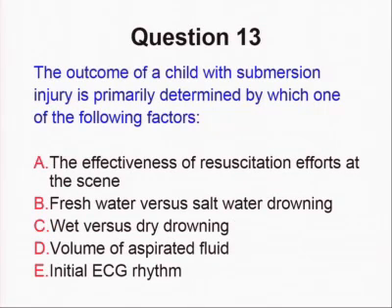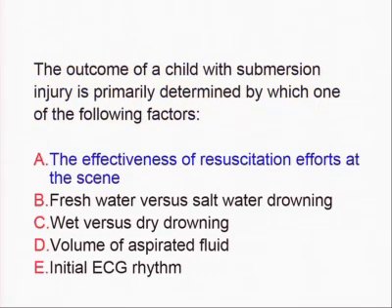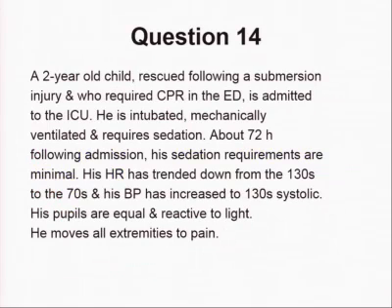Now, moving gears, the outcome of a child with submersion injury is primarily determined by which one of the following factors: the effectiveness of resuscitation efforts at the scene, freshwater versus saltwater drowning, wet versus dry drowning, volume of aspirated fluid, and initial ECG rhythm. Excellent. So it is the effectiveness of the resuscitation efforts at the scene. And moving on to the next question.